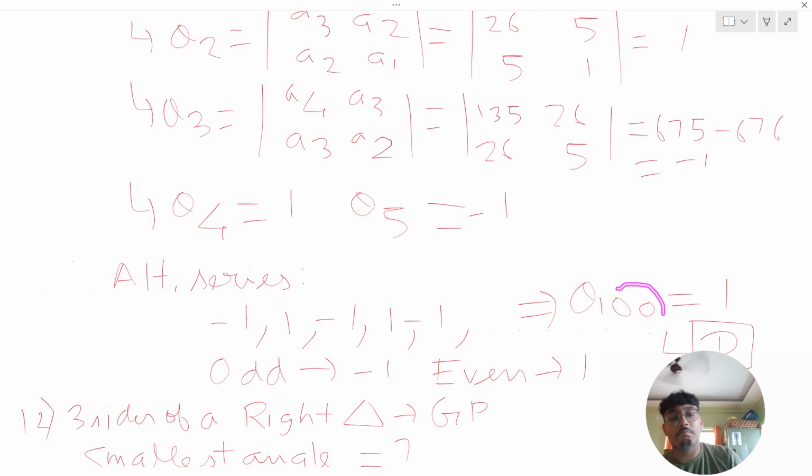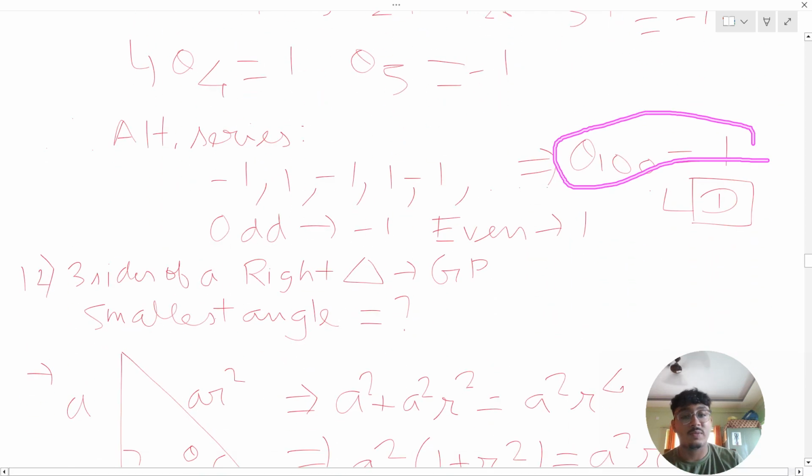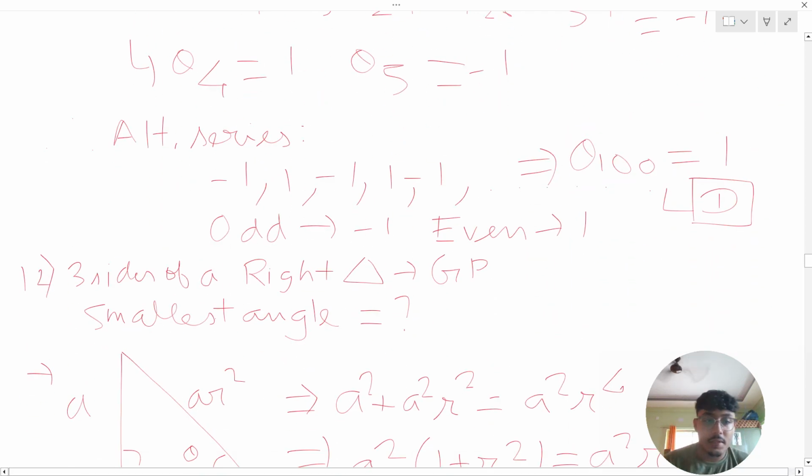We need a theta with an even suffix. So theta 100 basically comes out to be 1, and our answer is hence option D. Nice question. I wouldn't say very tough, a little bit of thinking. The main key, or the main fallacy, is to formulate a function based on the total matrix.